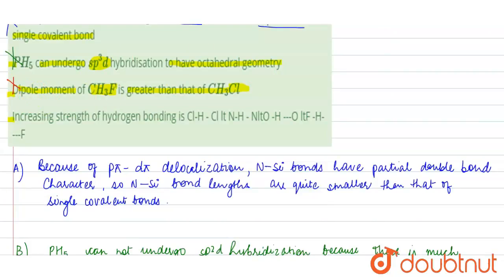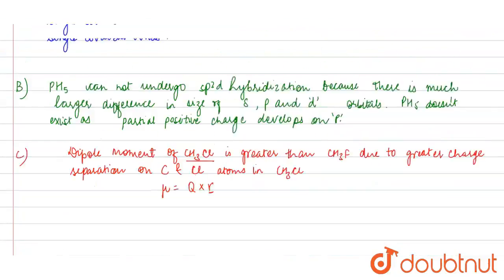Now let's check the fourth statement. The fourth statement says the increasing strength of hydrogen bonding is Cl-H...Cl, N-H...N, O-H...O and F-H...F. This is the increasing order of strength of hydrogen bonding given. So let's check whether this is a correct statement or not.